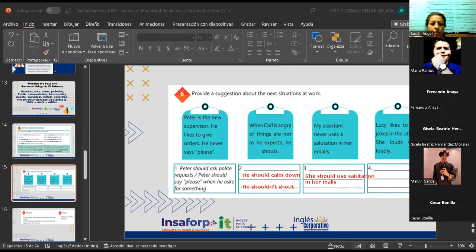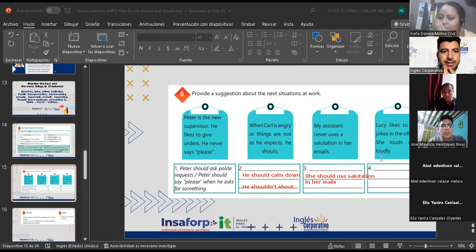Lucy likes to tell jokes in the office. She laughs very loudly. Okay. In the office. Ah, she laughs very loudly. Como que ella se ríe, ella es bien exagerada. Todos conocemos a alguien así. Gracioso. That's funny. But sometimes people are working. A ver, la gente trabaja y quiere estar en silencio.